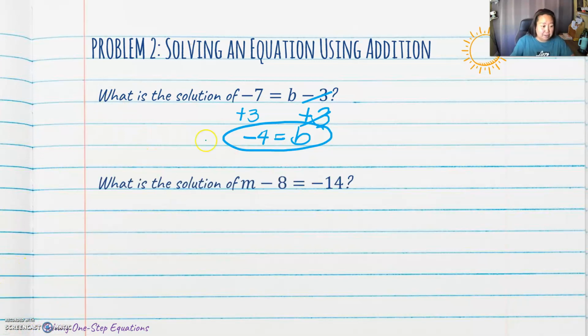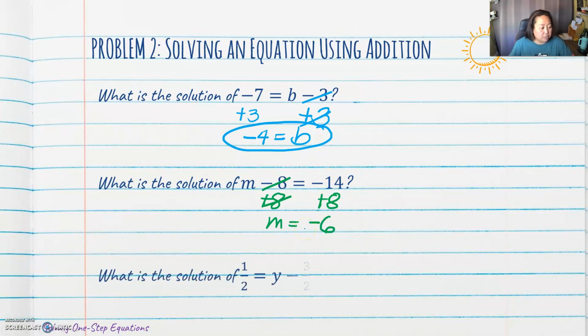Let's have another example. So for this given, our variable, as you can see, is m, and m goes together with a minus 8. So how can we remove the minus 8? Opposite of that will be plus 8. And again, whatever you add on the left side, you also have to add on the other side. So that will be also a plus 8 over here. This will become 0 this time. And so on the left side of the equation, we are only left with m. And on the right side, we will have negative 6.